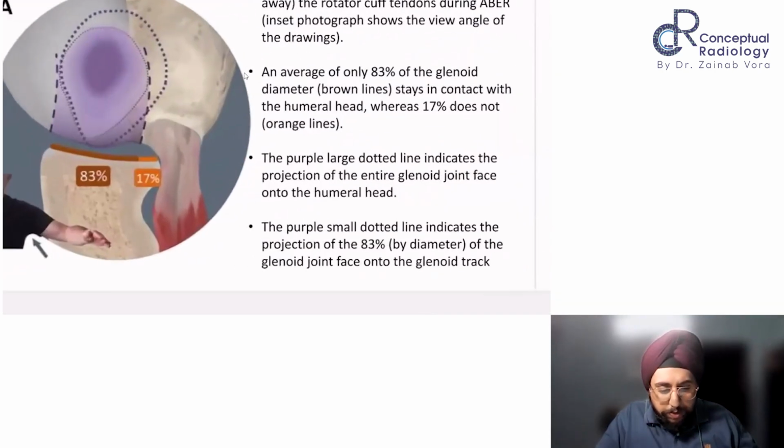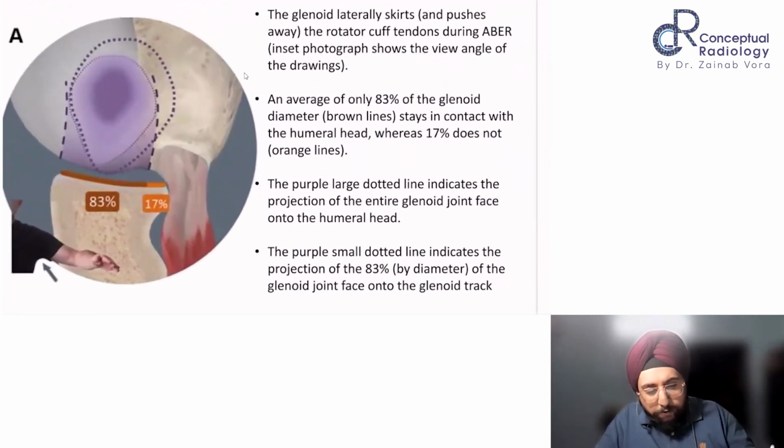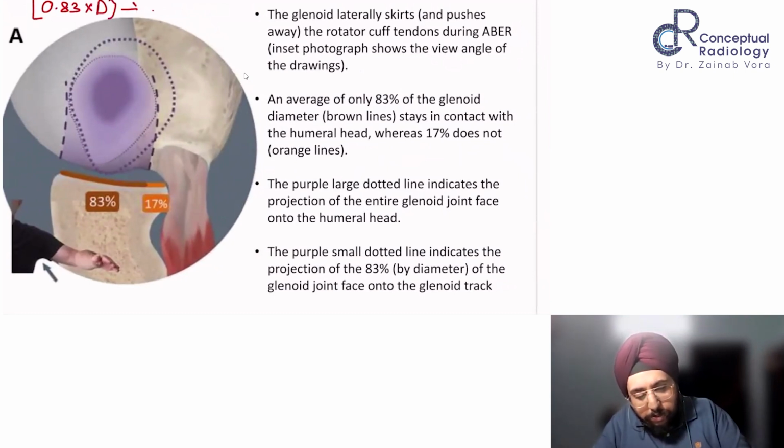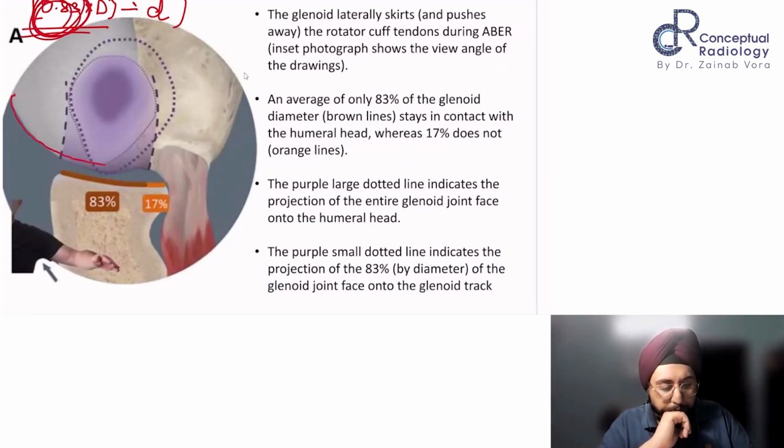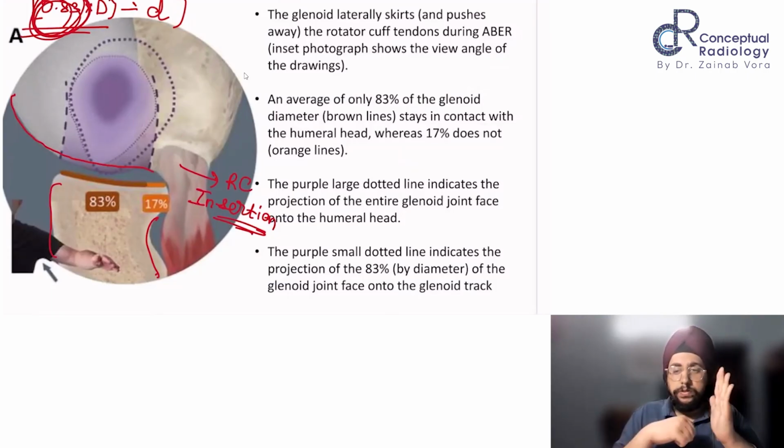Now, let us understand the formula of glenoid tract width, which you must have heard: 0.83 times the diameter of the glenoid, minus the glenoid rim defect. How has this 0.83 come about? Let us understand the concept behind that. This part is your humeral head. This is your glenoid fossa. This is your rotator cuff insertion. This is the humeral head in the resting position.